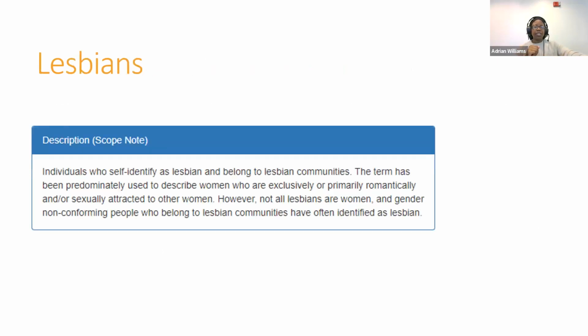Homosaurus describes lesbians, for example, as individuals who identify as lesbian and belong to lesbian communities. While the term has predominantly been used to describe women who are exclusively or primarily romantically and/or sexually attracted to other women, Homosaurus makes space for people who are gender diverse and gender nonconforming, who self-identify as lesbians or who belong to lesbian communities. We make that similar space in our scope note for sapphics, butches, femmes, and other terms that are related to lesbian communities and contexts.